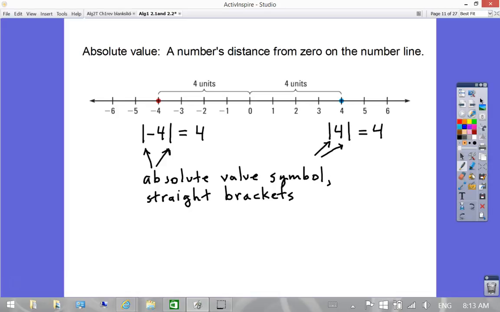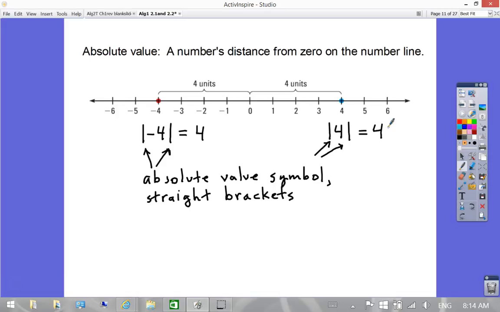So the symbols that we use to represent absolute value are straight brackets. That's what these things are on either side of these numbers. Those are absolute value brackets. The absolute value of -4 is 4. The absolute value of +4 is 4. So what does it look like absolute value symbols do to a number? It makes them positive, right?